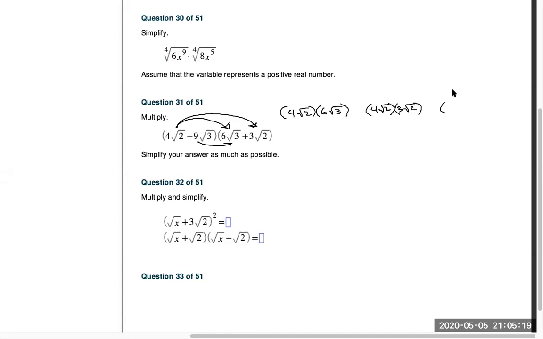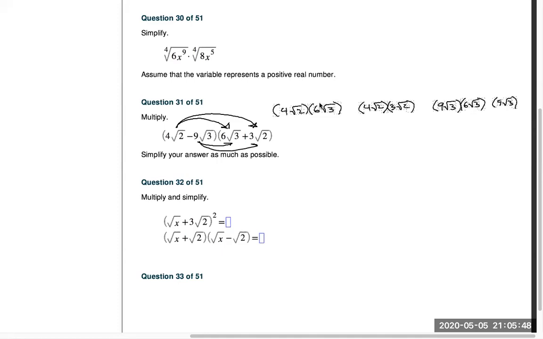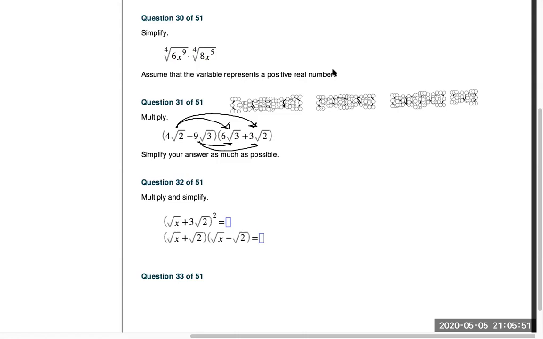All right, now we have 9 root 3 times 6 root 3. And lastly, we have 9 root 3 times 3 root 2. Let me move this over. Now, what we're going to do is see what we are supposed to do with these.